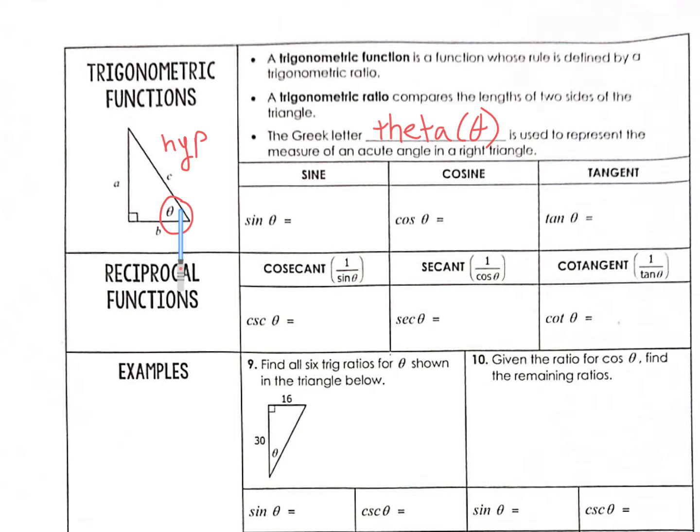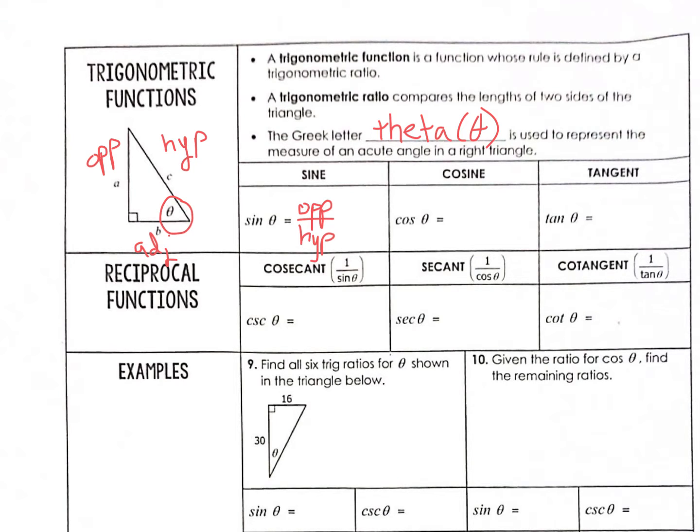As I'm touching this angle, opposite would be directly across, right? So A is your leg opposite. And then as I'm touching this angle, this side is adjacent to that angle. So this is the leg adjacent. I'm just going to abbreviate them as you see here. So sine is always the leg opposite over the hypotenuse.